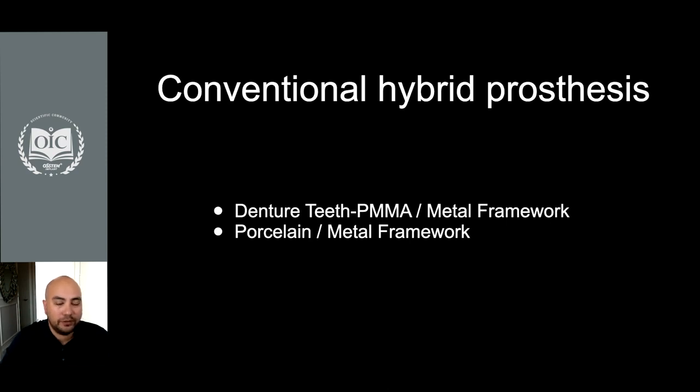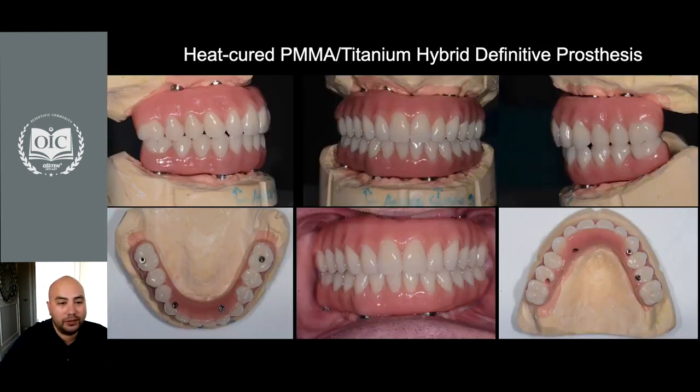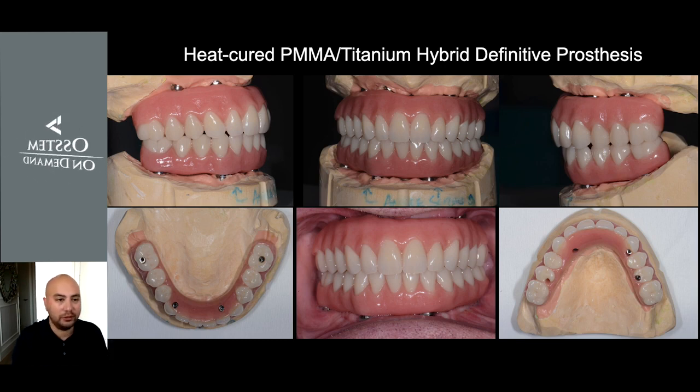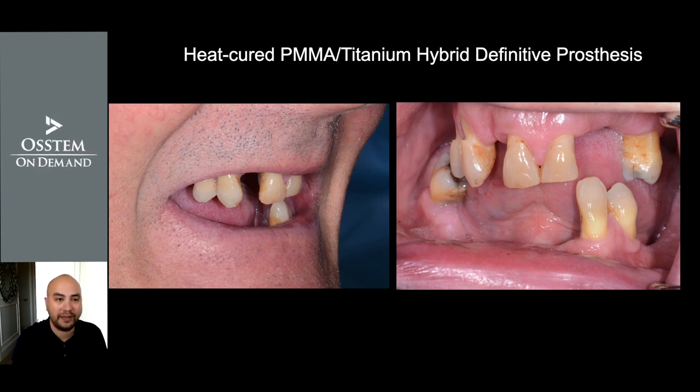Conventionally, in terms of definitive prosthesis, we can have denture teeth on PMMA metal framework or porcelain and metal framework. This is what we call the gold standard restoration for full arch implant restoration, FP3, which is a heat-cured PMMA titanium hybrid definitive prosthesis. With this solution we now have long-term cases documented, and it works. It is a predictable option.